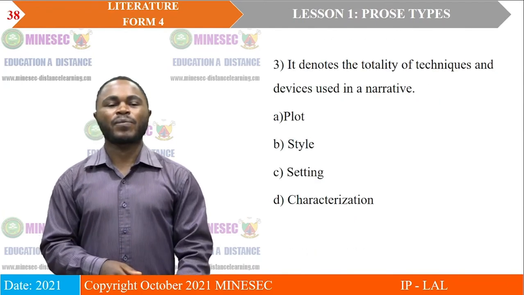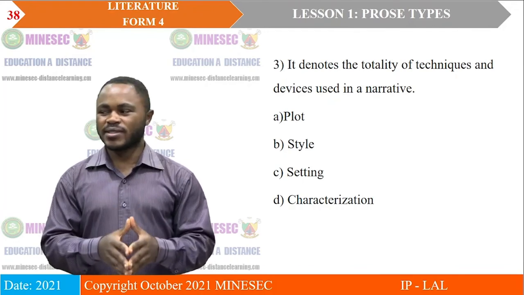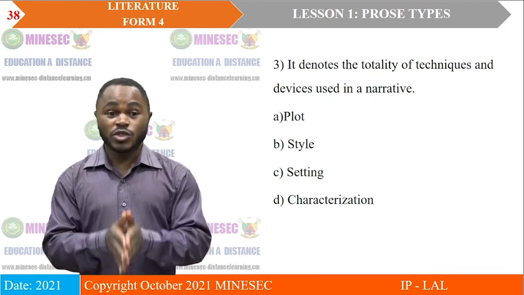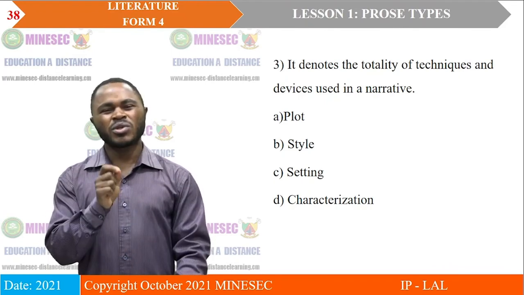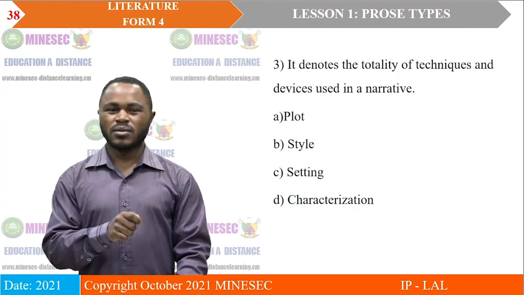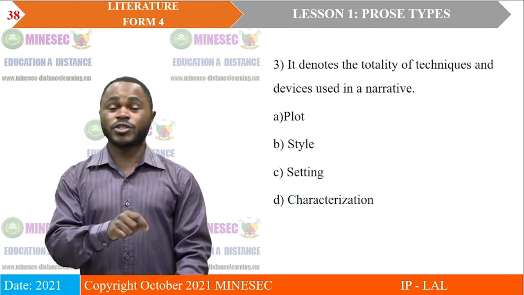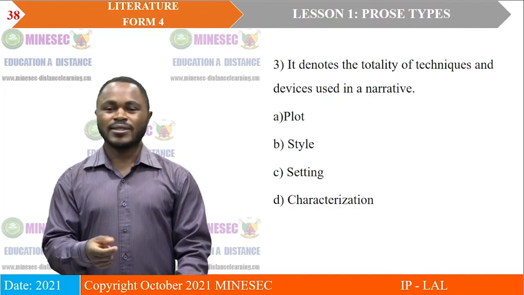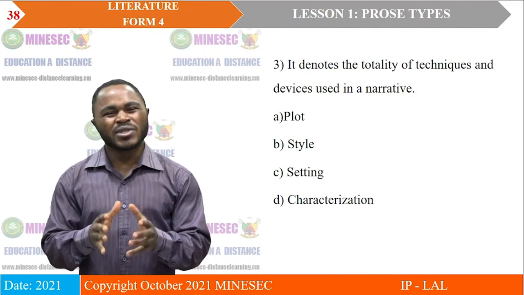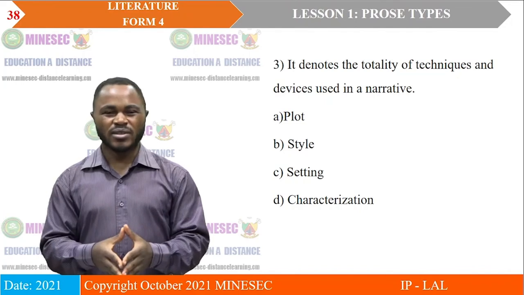Three, it denotes the totality of techniques and devices used in a narrative. What do we call that? Is it A, plot, B, style, C, setting, or D, characterization? Of course, this takes us back to the elements that constitute narratives. Did you say plot has to do with the how? No, plot has to do with what actually happens, the sequence of events.